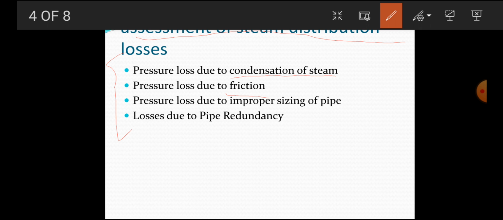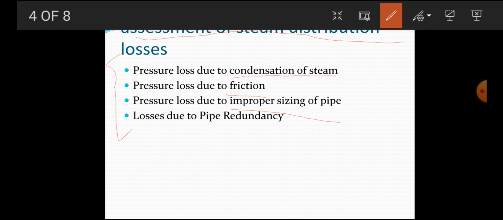So that friction will also reduce the loss. Then improper sizing of pipe. If the pipes are not sized properly, that is, if pipes are suddenly enlarged or there is a sudden contraction, then a pressure drop can also be observed. So we'll see one by one.